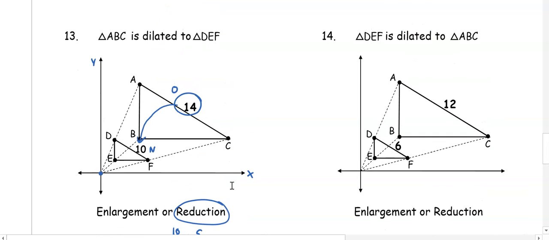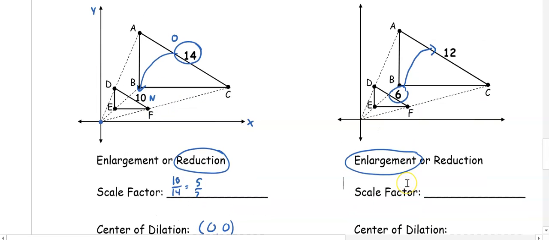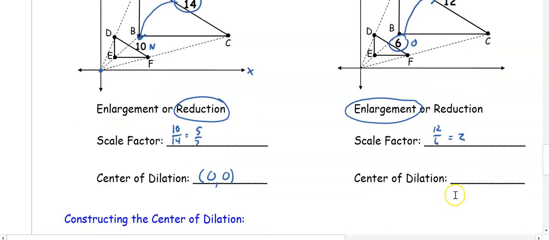In 14, we're going the opposite way. We're going DEF to ABC. So this time we got larger. It's an enlargement. Our scale factor, remember that we want new over old, so 12 over 6 is 2, which should make sense. It's larger than 1 because we're getting bigger. Our center of dilation is still going to be the same, (0, 0).